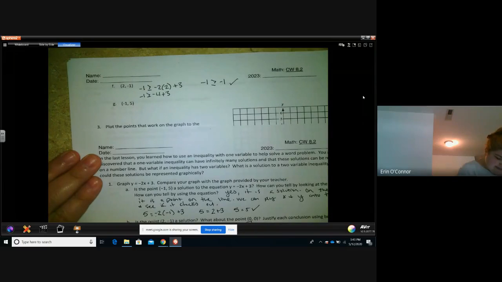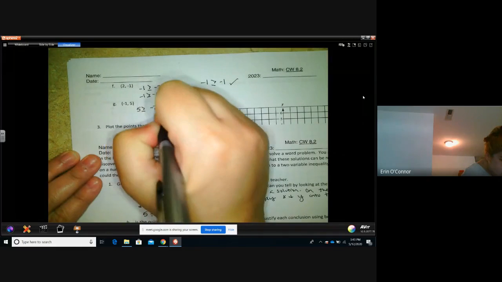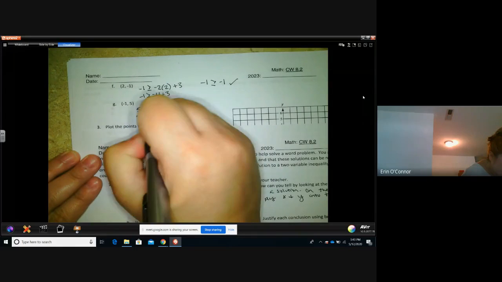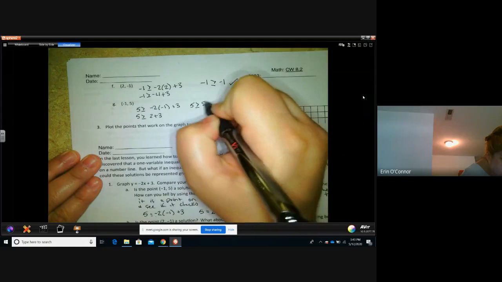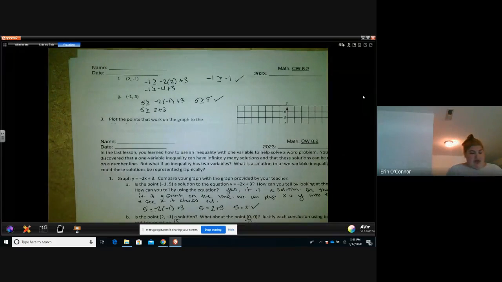And last but not least, negative 1, 5. So 5 is greater than or equal to negative 2 times negative 1 plus 3. 5 is greater than or equal to, this is 2 plus 3. 5 is greater than or equal to 2 plus 3 is 5. They're equal to, so they check out. So we have 4 true statements and 3 untrue statements.